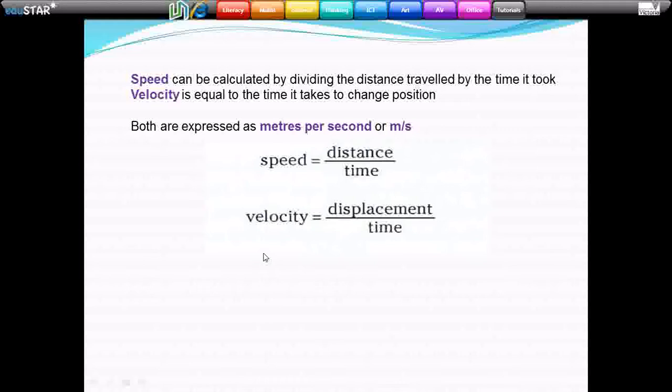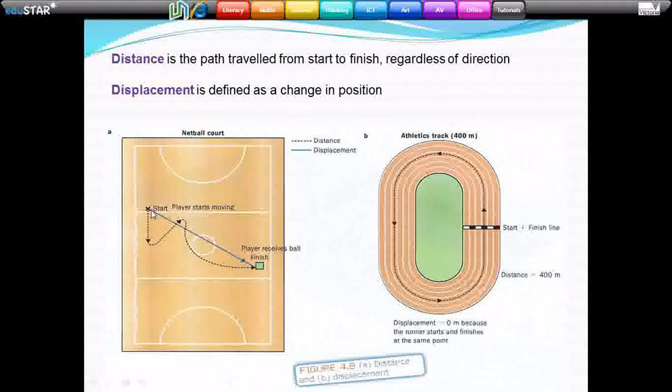The good thing about using velocity is it tells us exactly the direction that that person is heading. For example, again in the netball, that person might have been travelling at 5 meters per second in a southeasterly direction.